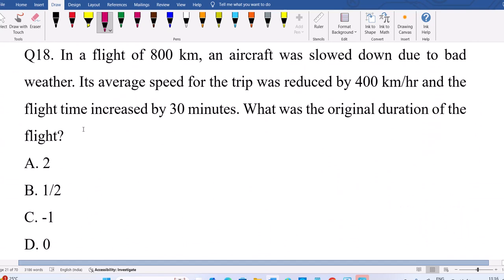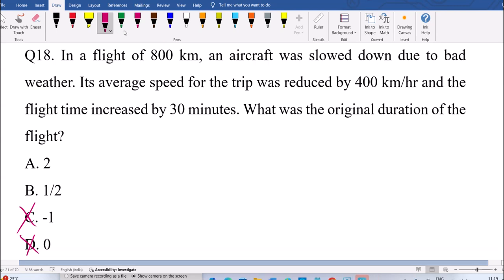Now see this 18th question. Among the options, which is best suitable, you see. Blindly, I think I can eliminate C and D options here. Flight traveling, is it 0 hours we can reach the destination? Is it -1? Those two we can eliminate. Work on A and B. What is the original duration of the flight? Flight traveling from one place to another place. 0 hours is wrong. Flight traveling -1 hours is wrong. So among 2 and 1 by 2, you decide which is correct. What is your answer?